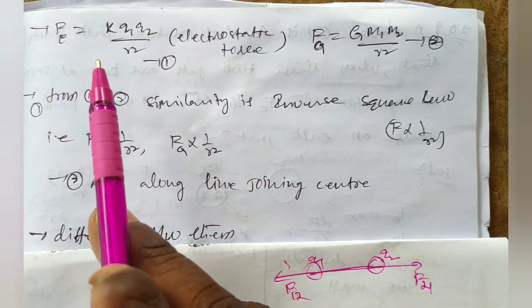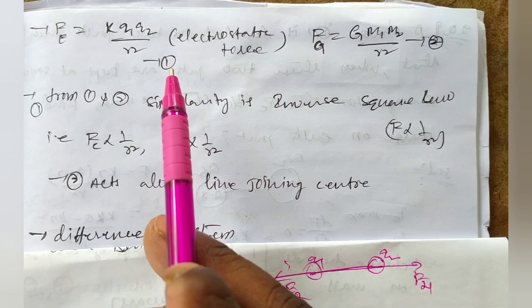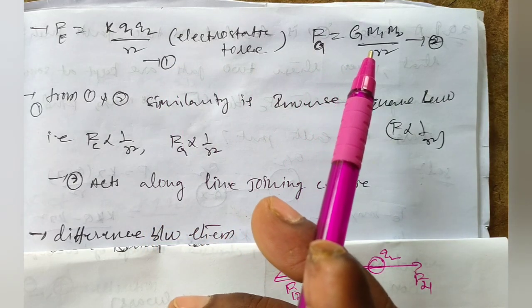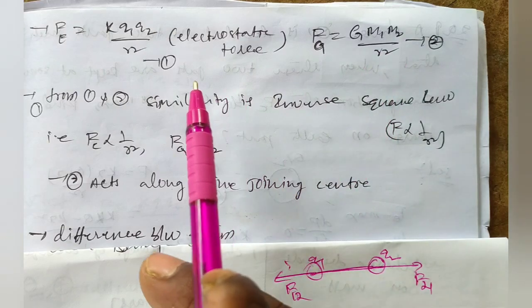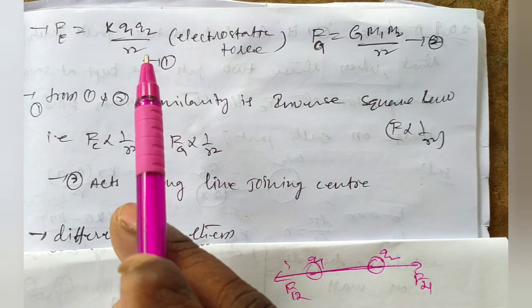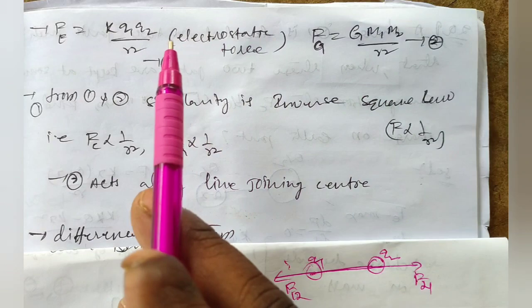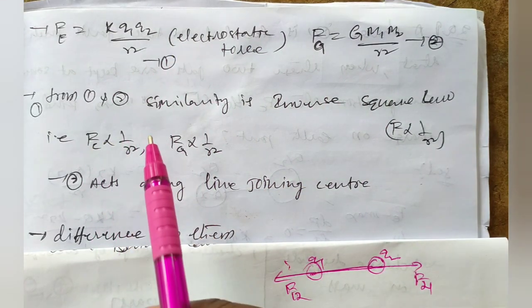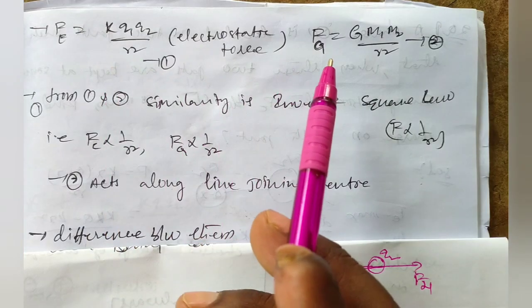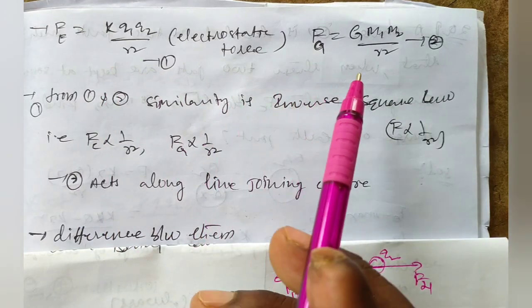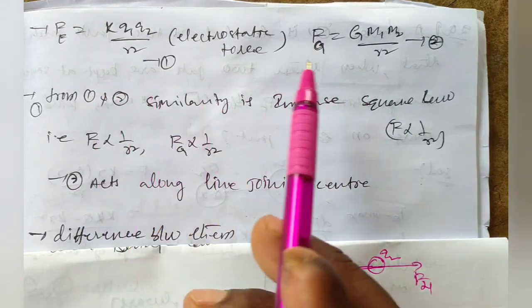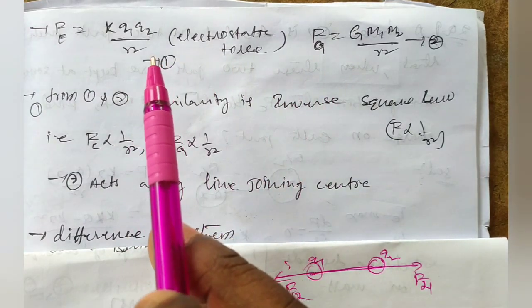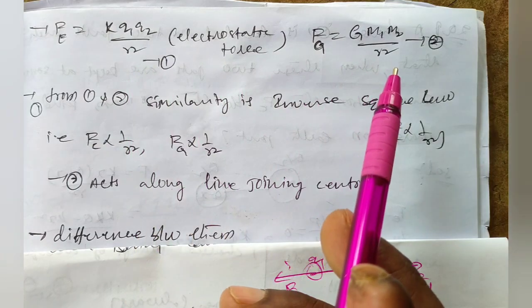That is F is equal to k q1 q2 by r square, the electrostatic force. The gravitational force is Fg is equal to G m1 m2 by r square. In equation number 1 and equation number 2, the similarity is that F is proportional to 1 by r square from equation 1, and Fg is proportional to 1 by r square from equation 2. Both have the same similarity, 1 by r square.